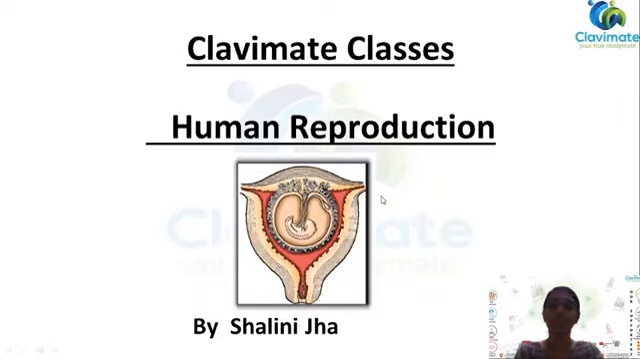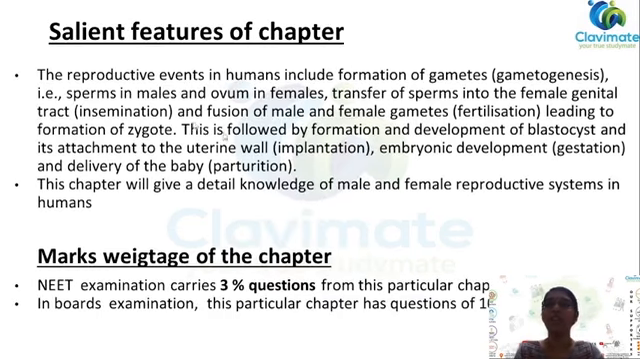So let us discuss the questions and answers from the unit Human Reproduction. These are the salient features of the Human Reproduction unit, and it includes reproductive events in humans such as gametogenesis and fertilization, insemination, gestation, implantation and parturition. This chapter will give a detailed knowledge of male and female reproductive systems.